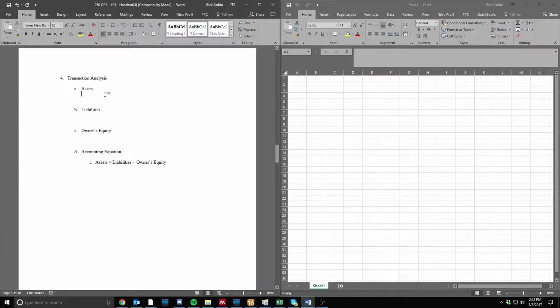So what about transaction analysis? These are the three main types of accounts in accounting. These are what we call permanent accounts. And they make up what's known as the accounting equation, which is listed here. The accounting equation is assets equals liabilities plus owner's equity. So assets are things that the company owns, such as cash, inventory, accounts receivable, which are rights to receive money from somebody at a future date, and hard assets like cars, machinery, etc.